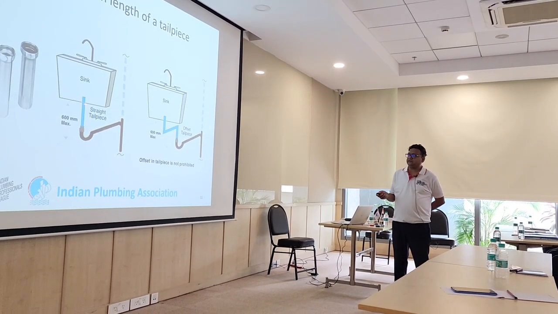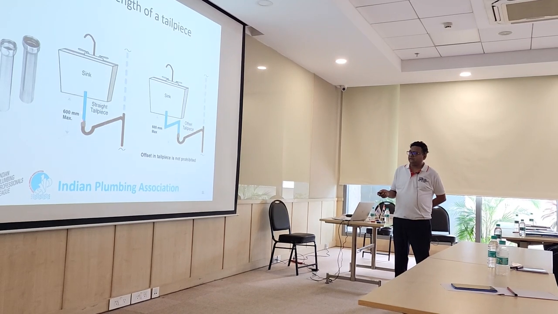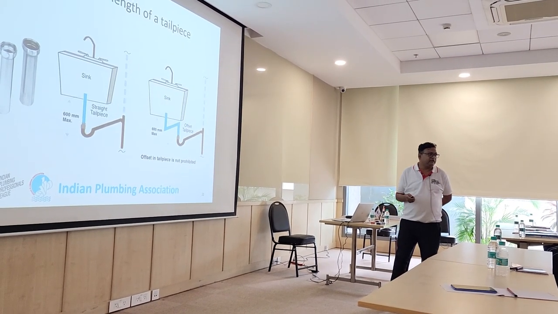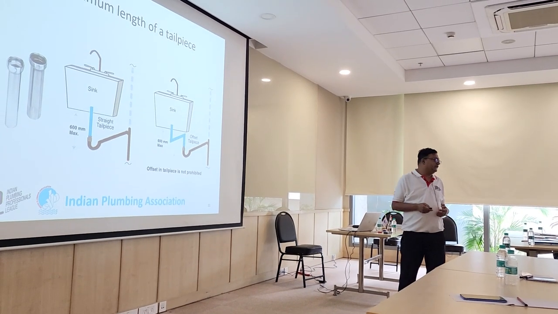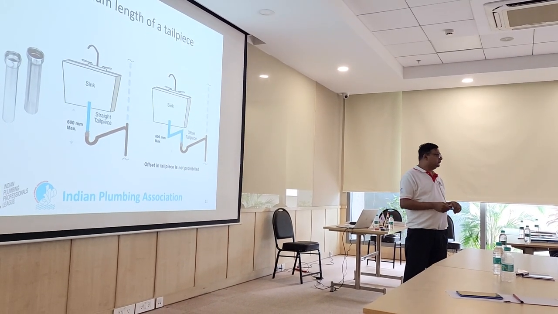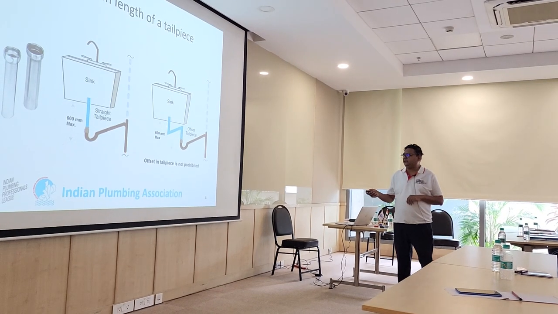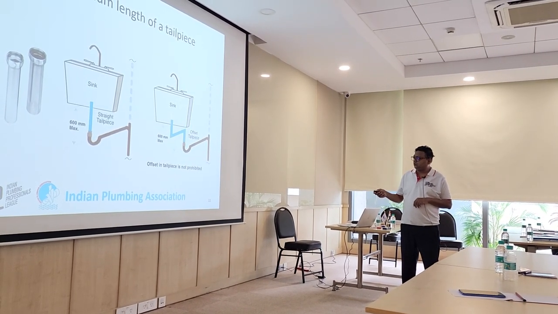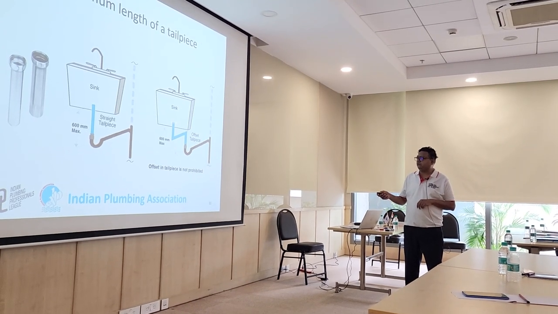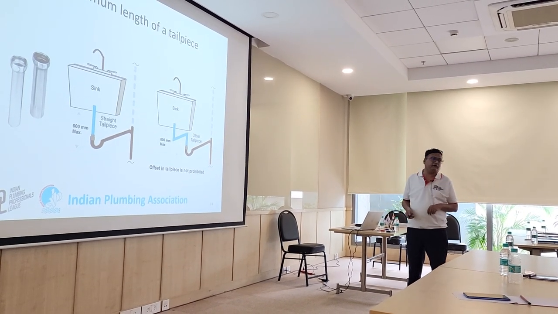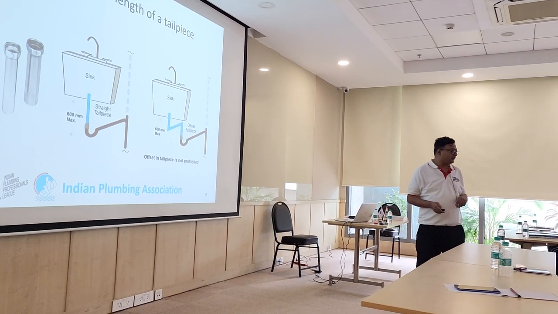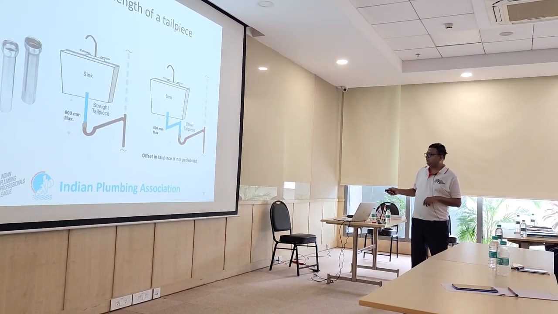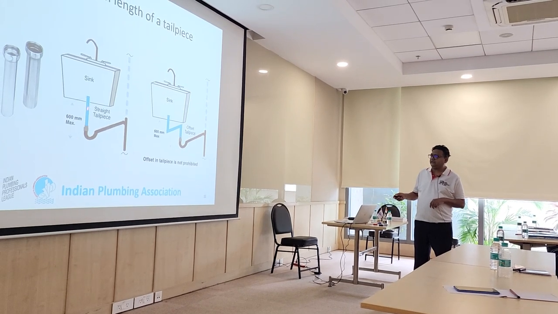Let us say this is a sink. The maximum allowable is 600 mm. Now if there is a problem at site installation due to space constraints, so you are taking it down, lateral, again down, the total vertical distance between the start and the end should not exceed 600 mm. Okay. And this is called an offset tailpiece, this is a straight tailpiece.